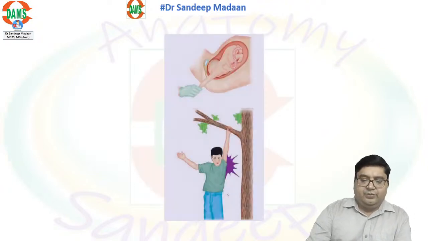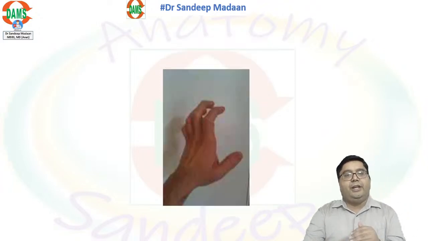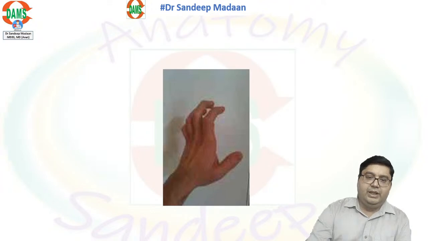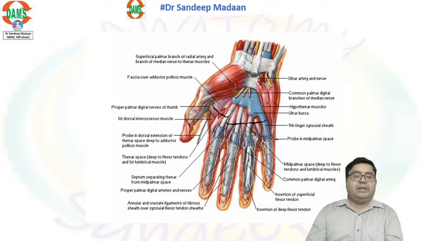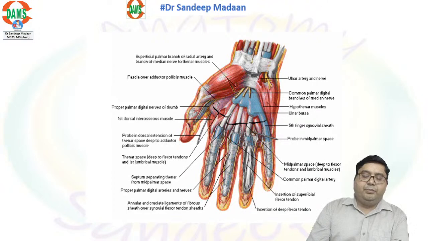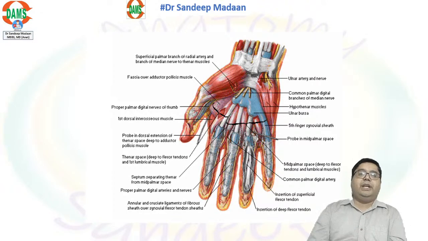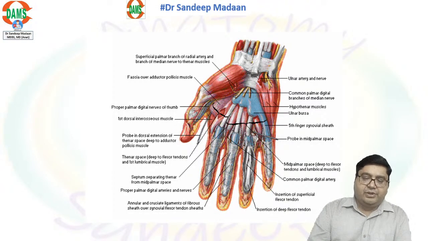Okay, and this is Klumpke's palsy, where the lower trunk is gone, and this will lead to claw hand plus Horner syndrome. Okay, and along with that, the rotator cuff muscles you must also go through, and the muscles of the palm, again one of the very important areas. You can expect one question from this region.